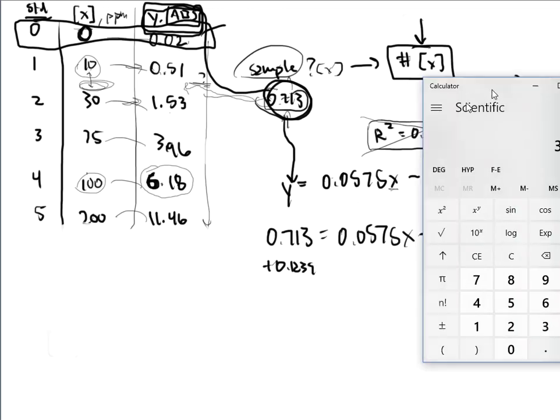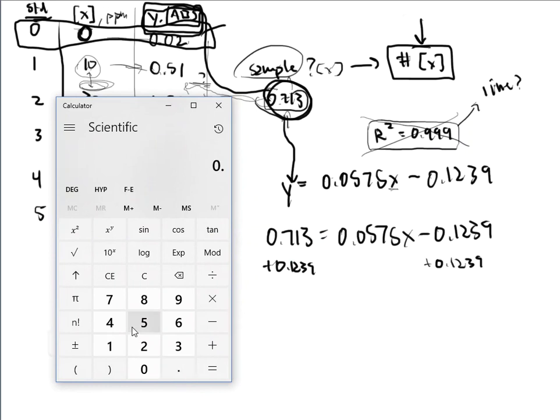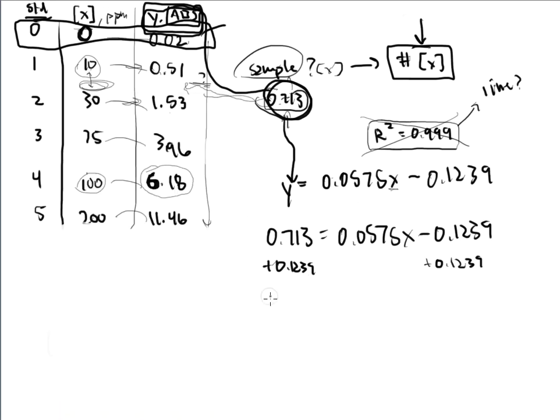So I'll bring my calculator up. 0.713 plus 0.1239, and I hit enter, and I get 0.8369. So 0.8369 equals 0.0575x. Well, that's 0.0575 times x. So to get x by itself, I do the opposite of that. So I divide by 0.0575.